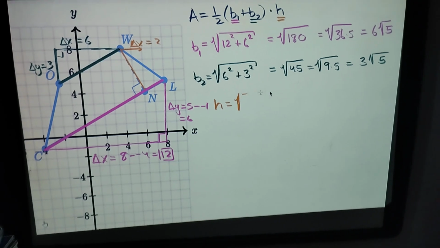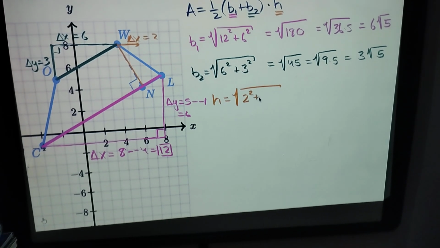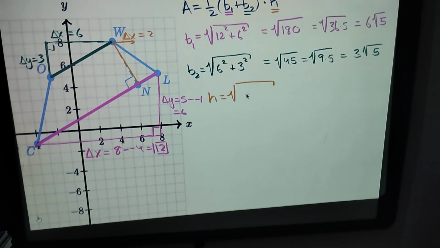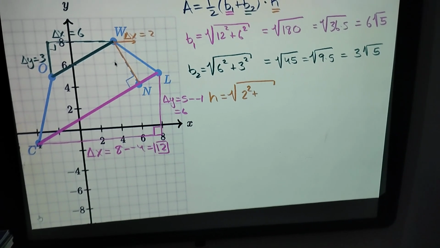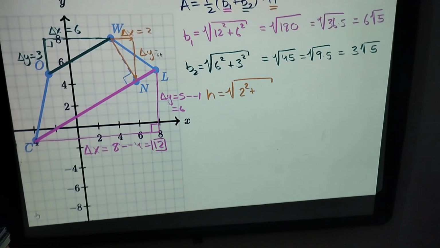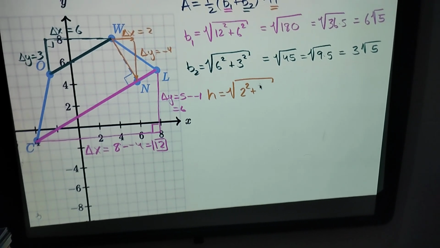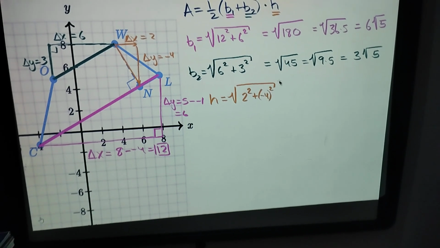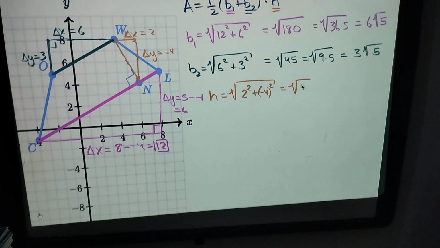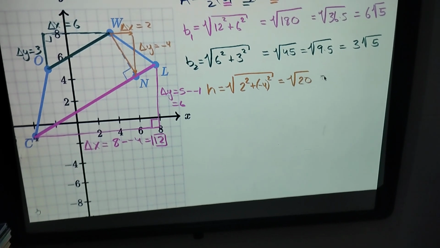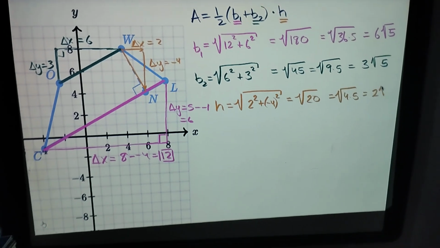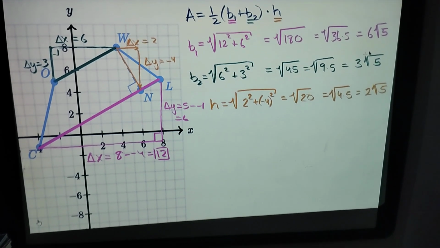So it's going to be the square root of our change in x squared plus our change in y squared. Our change in y is negative 4, but we're going to square it, so it's going to become a positive 16. So this is going to be equal to the square root of 4 plus 16, square root of 20, which is equal to the square root of 4 times 5, which is equal to 2 times the square root of 5. It's nice that the square root of 5 keeps popping up.